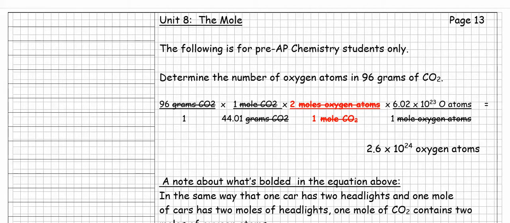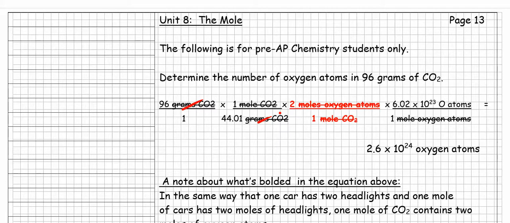How do we do this? Well, the first thing we're going to do is take the 96 grams of carbon dioxide over 1, and determine the number of moles that is. It's a simple conversion. Grams cancels with grams, and I'm left with moles of CO2. I got the 44.01 by simply adding up the atomic masses of carbon and 2 oxygen atoms, right? So just add those up, it gives you 44.01.